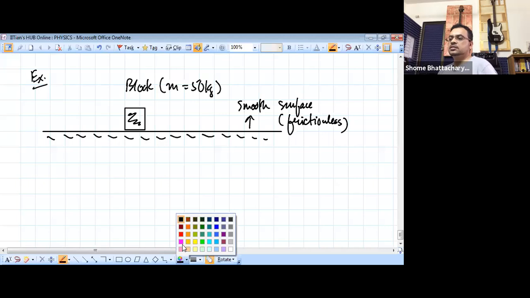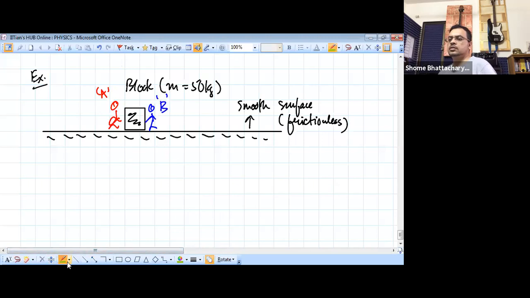Now what is happening is there are, let's say, two people who are influencing the body. One is, let's say, person A, who is pushing it, and on the other side, we have a person B who is pulling it, like this. As a result of all this, what we are observing is that the body is moving with a horizontal acceleration of a.